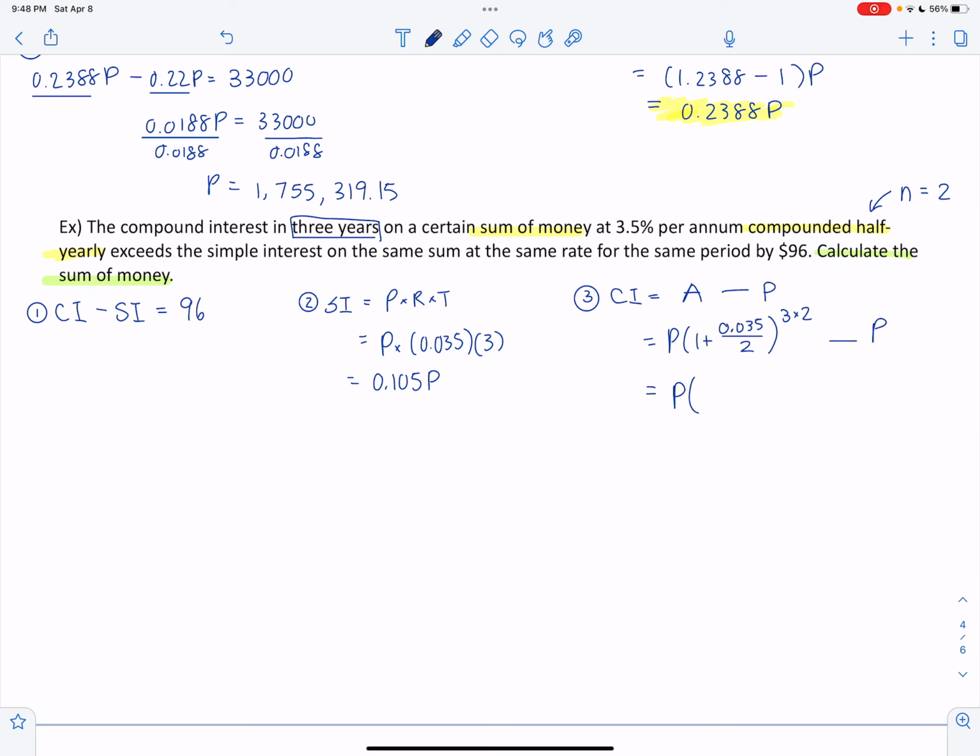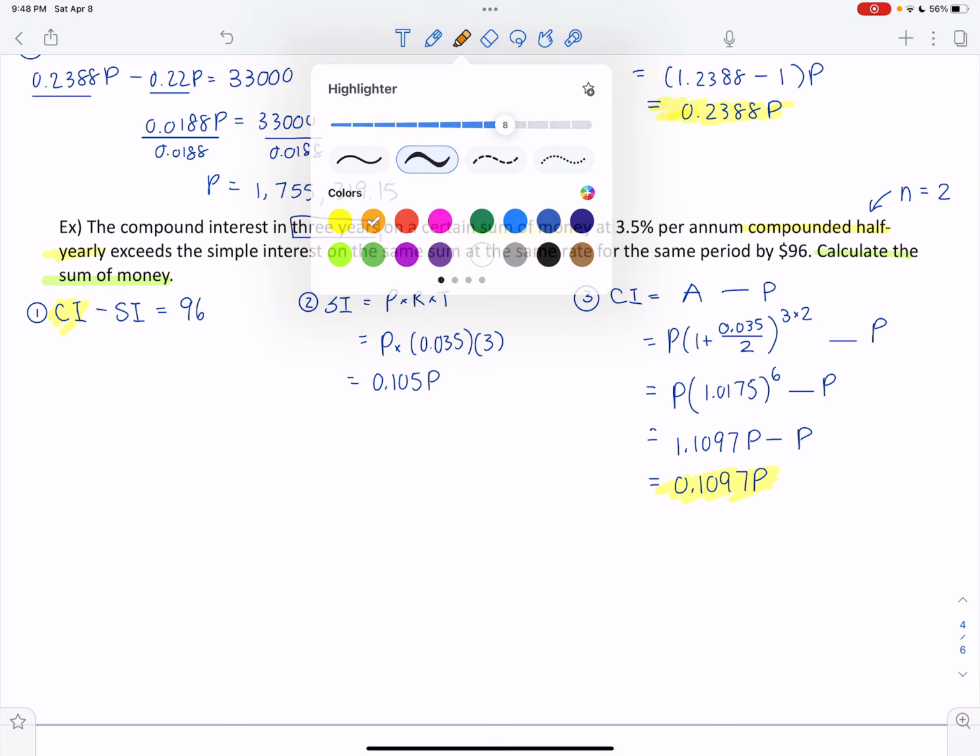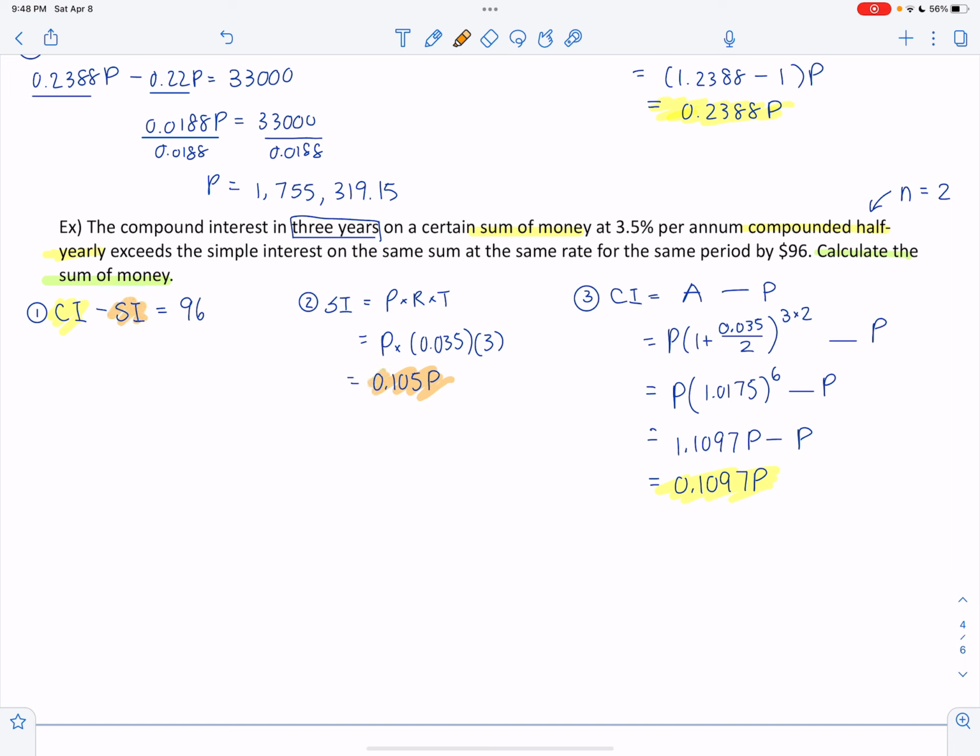So this is 0.035 divided by 2 plus 1, 1.0175 to the power of 6 minus the principal. Type that into a calculator. 1.1097 principal minus 1 principal. So again, we have 0.1097 P. Same thing. Principal for CI, the interest for SI. So sorry, I meant to say interest for the CI is this guy here, okay?